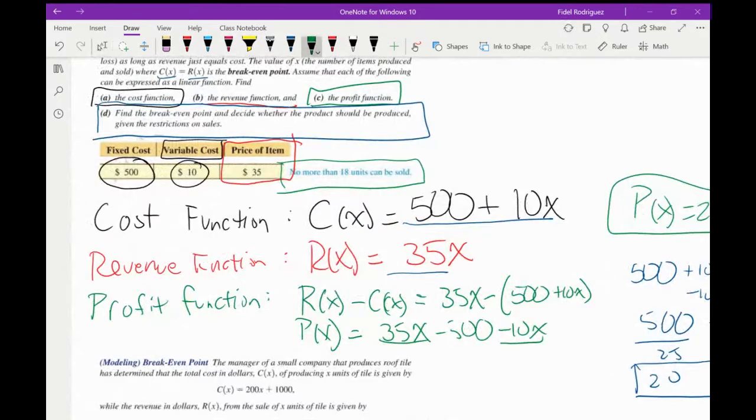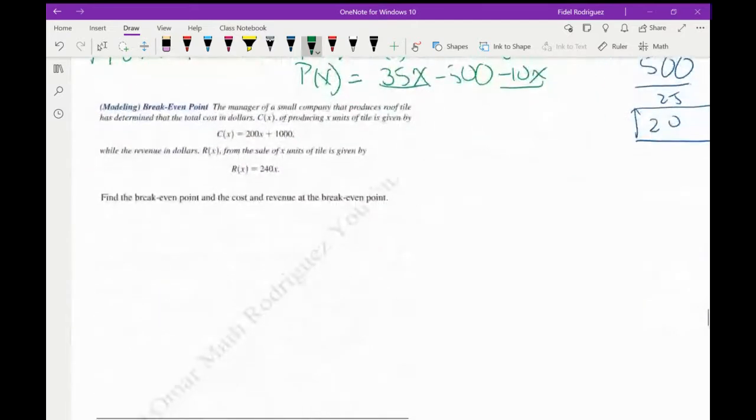So right here we would say, let's not produce this thing, whatever it is, because for whatever reason they gave us this restriction, and we have to make and sell 20 in order just to break even. We'd have to sell more than 20 to get a profit, and they're telling us we can't sell more than 18. Alrighty, so this one here is the same type of problem. Notice there's no restrictions.